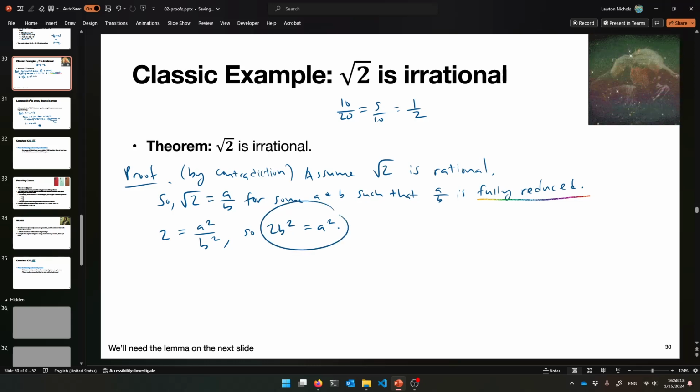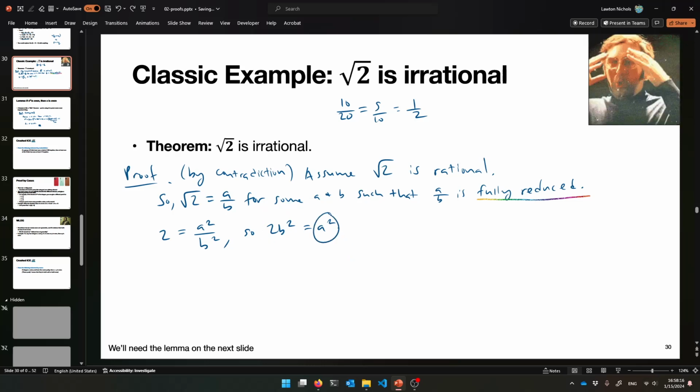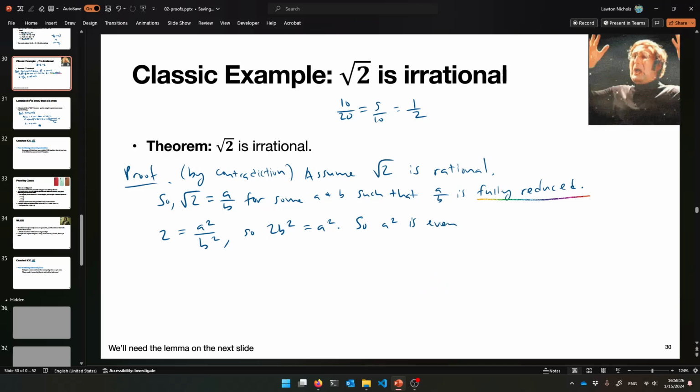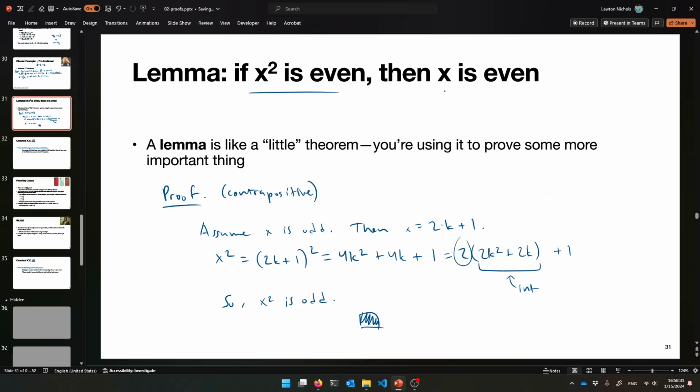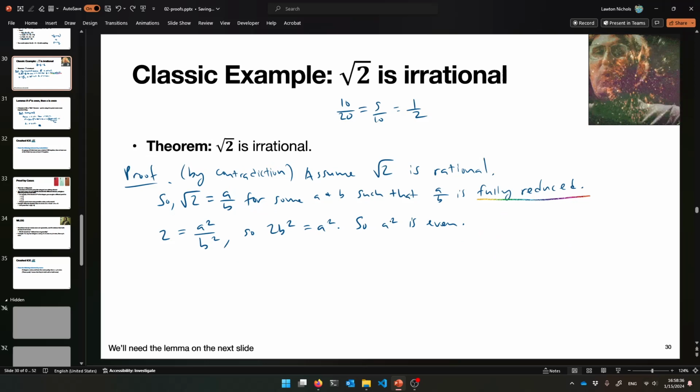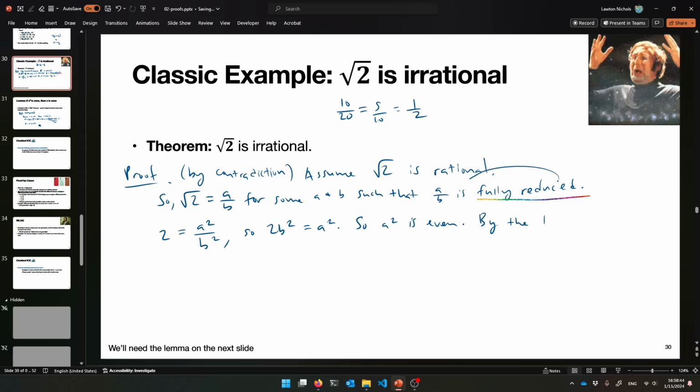What does this tell you? This is kind of weird. a squared is equal to 2 times some other number, which means a squared is even, which is weird. All right, so a squared is even. Cool. By our lemma, if we know the square is even, then the thing itself was even. That means a is even. See that? By the lemma, a is even. I swear I'm going somewhere with this. Think about fully reducing things. By the lemma, a must be even.